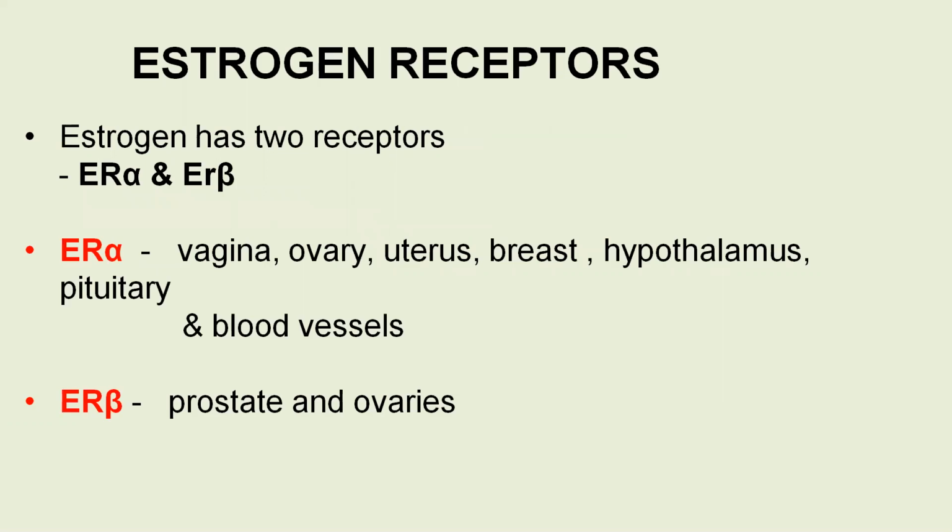There are two types of estrogen receptors, ER alpha and ER beta. Most of the tissues have both receptors. ER alpha is present in vagina, ovary, uterus, breast, hypothalamus, pituitary, and blood vessels. And ER beta receptors are present in prostate and ovaries.